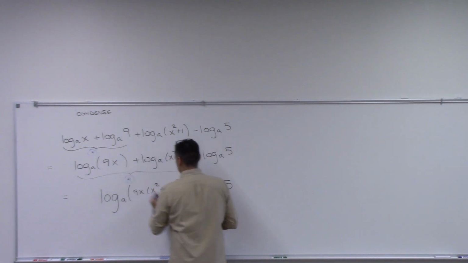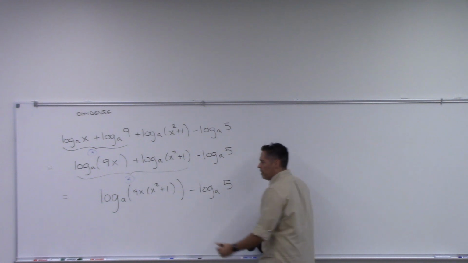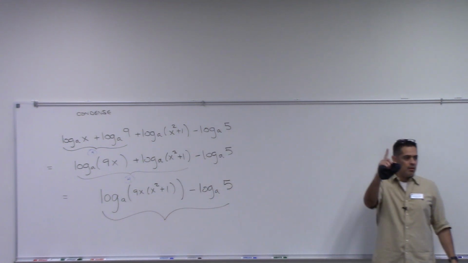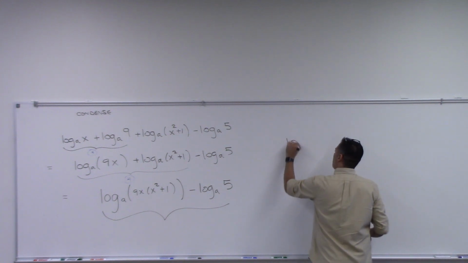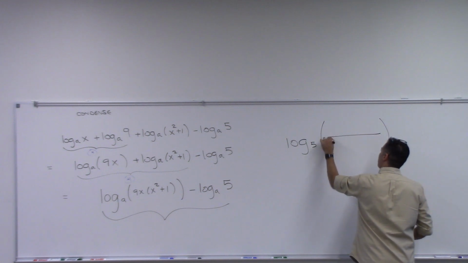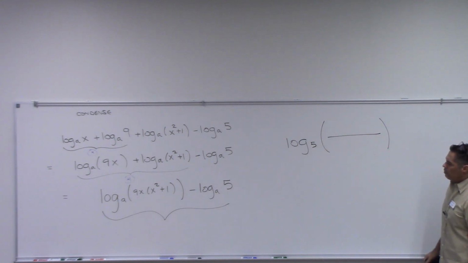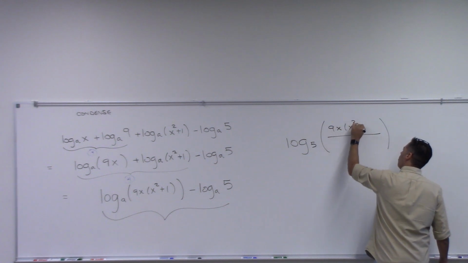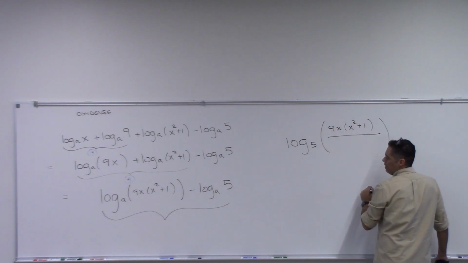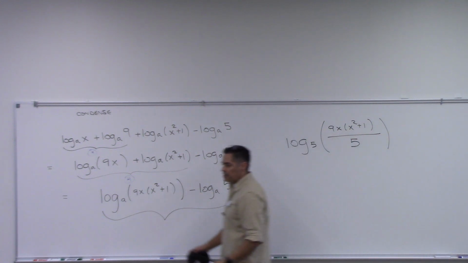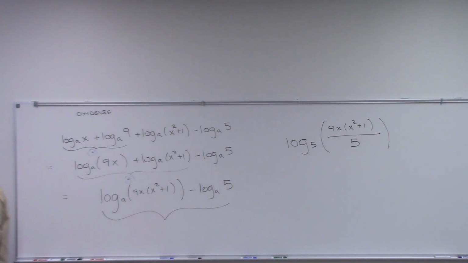Now what? The division property. Because we have two logs being subtracted, those can come together to a single log. So I have log base a, and now I will have division. The numerator will be 9x times x squared plus 1, and the denominator will be 5. And I'm done. I have a single logarithmic expression.